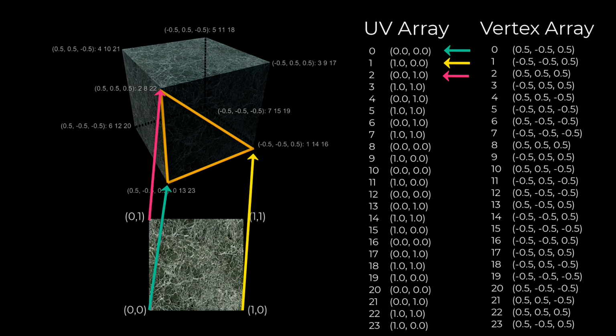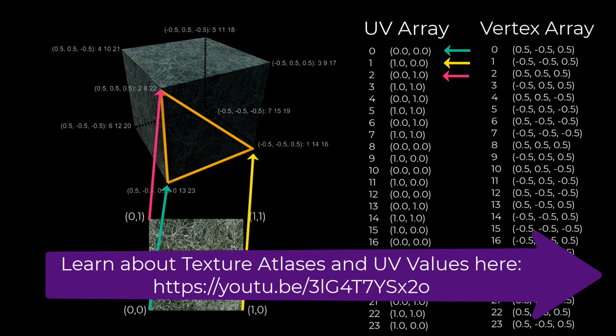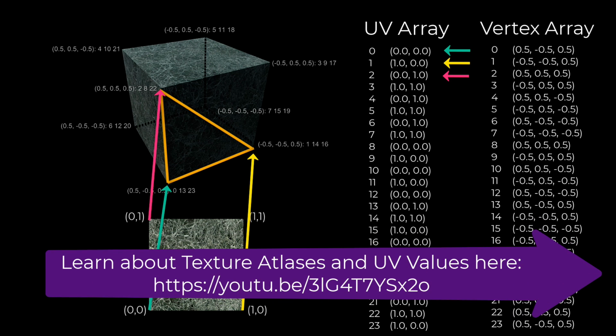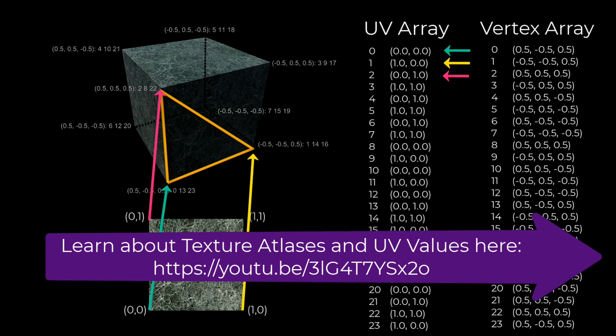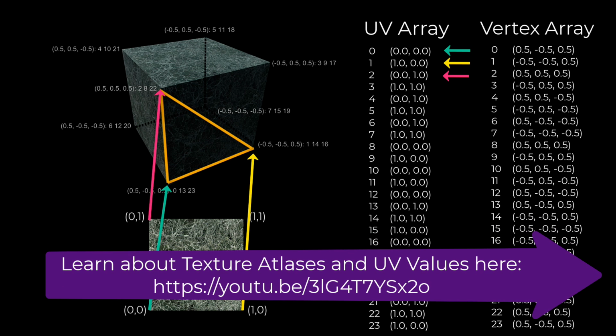Today I want to talk about texture arrays. Texture arrays are an alternative to using a texture atlas. Now in this video I actually talked about texture atlases and UV values, so if you're not familiar with what they are, I would recommend that you go and have a look.